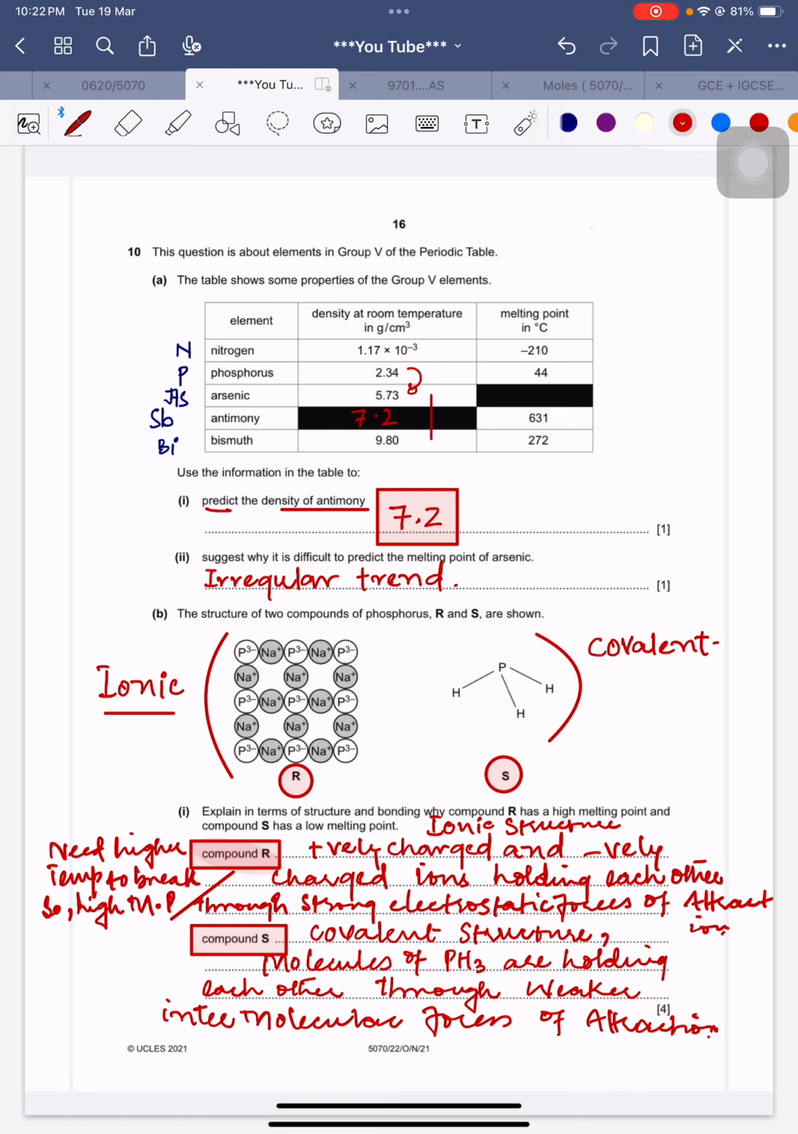Many of the students can write 7.1, someone might write 7, someone might write 7.3. All will be considered as the correct value. So whenever we have to estimate or predict, we don't write the exact number.